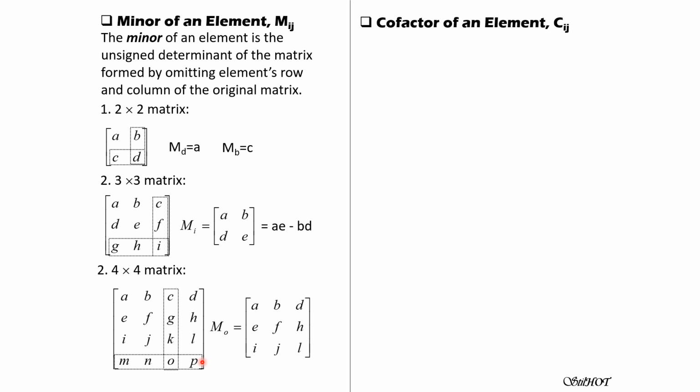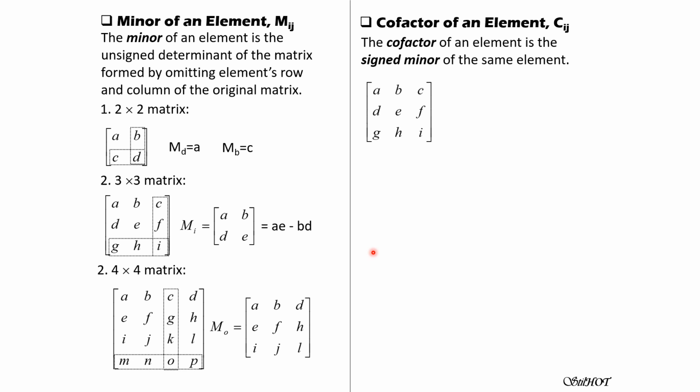Then how about the cofactor of an element, ij? The cofactor of an element is the signed minor of the same element. So for diagonal elements where the assigned signs would be positive, the minors and cofactors are the same. But for all other elements, we have to imagine that there are alternating signs assigned to the elements. So we have alternating signs, plus, minus, and so on and so forth.